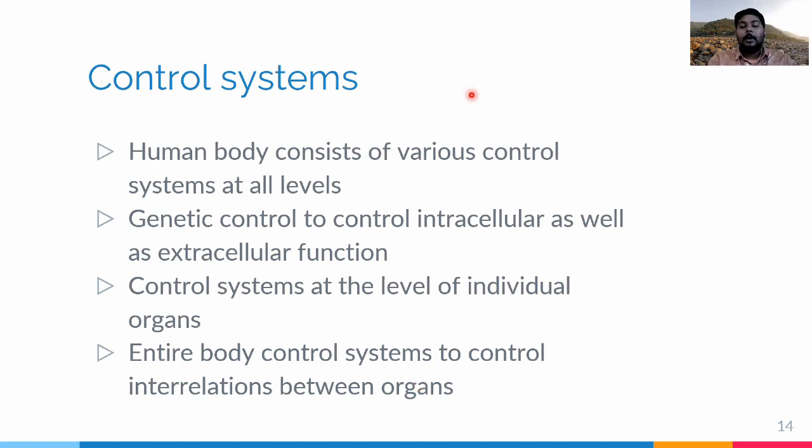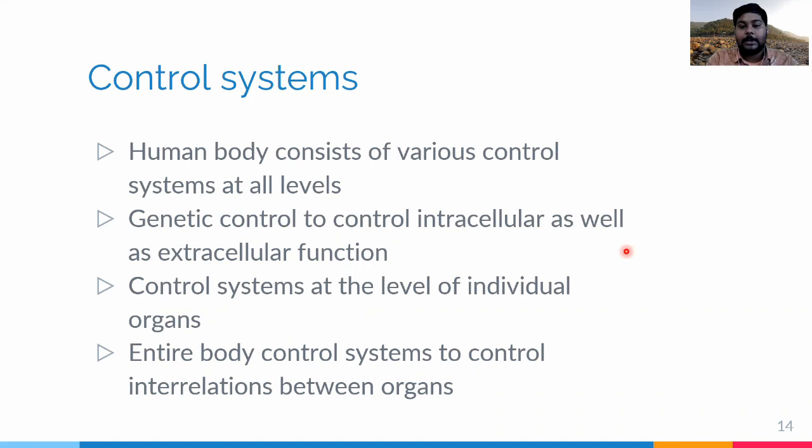Next, let us consider various control systems that are in place to make sure that various functions as well as concentrations of various substrates remain constant throughout the body. So, what exactly is a control system? The human body consists of various control systems at all levels, which ensure the proper functioning of the whole body. These systems include genetic control, which controls the intracellular as well as extracellular functions of the cells themselves by control of various genes that are expressed at different times.